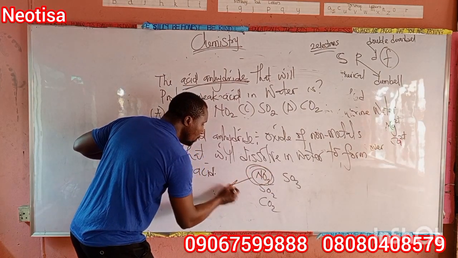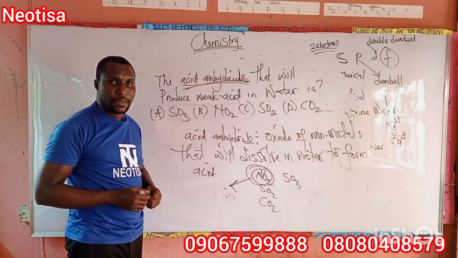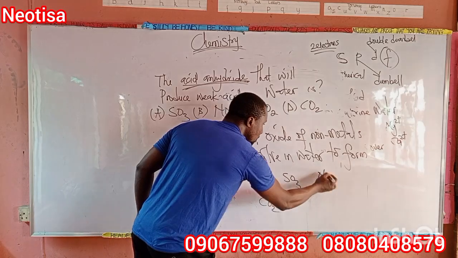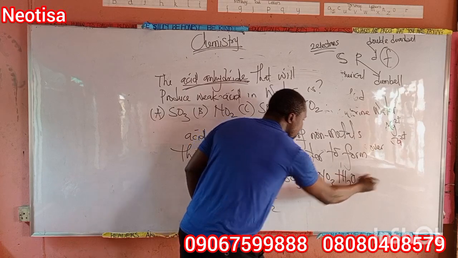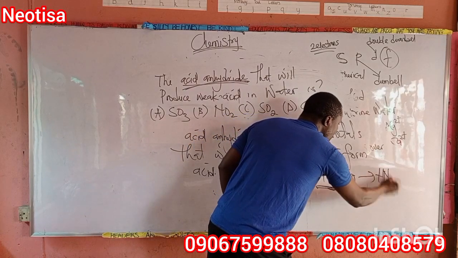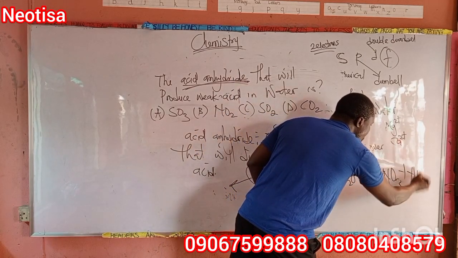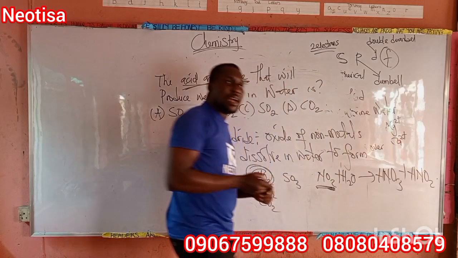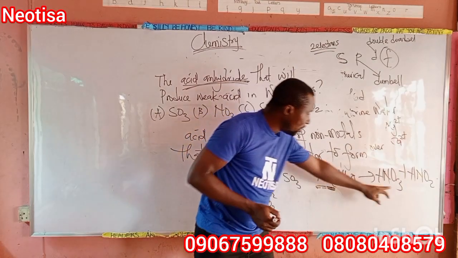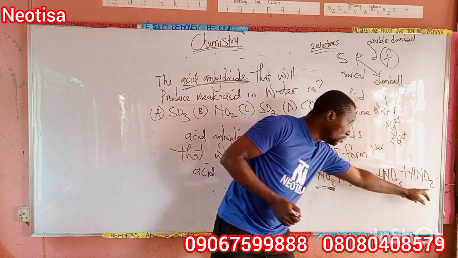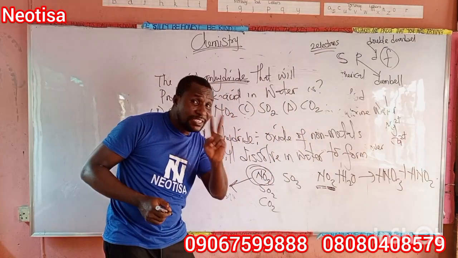NO2, when it reacts with water, produces two acids at the same time. Take note, this one is very important. When it reacts with water, it produces two acids, which are nitric acid (trioxonitrate(V) acid) and nitrous acid (dioxonitrate(III) acid). This one produces two acids when dissolved in water.